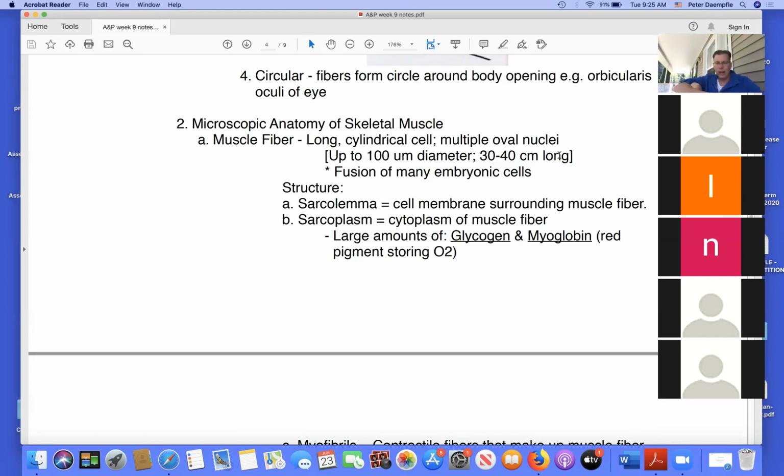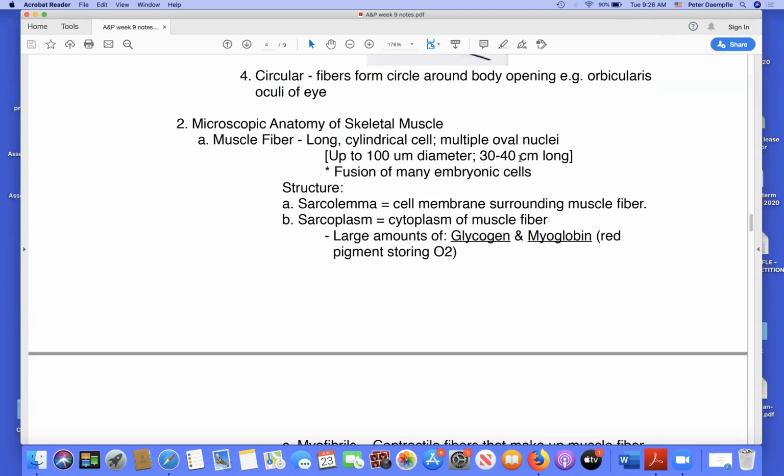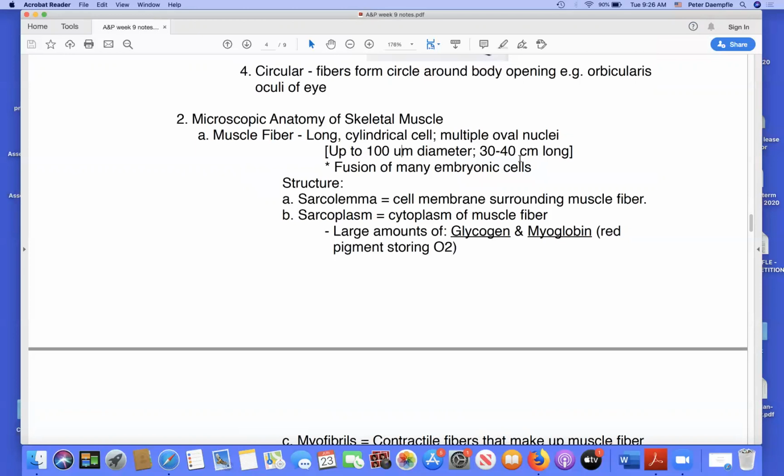It's the fusion of many embryonic cells. So you have long cylindrical cells, and as I mentioned in histology, there are multiple nuclei in the skeletal muscle. That's to control such a large cell. And the muscle cell is surrounded by a sarcolemma. Again, a cell membrane around the muscle fiber. Lets things in and out. That's just your cell membrane.